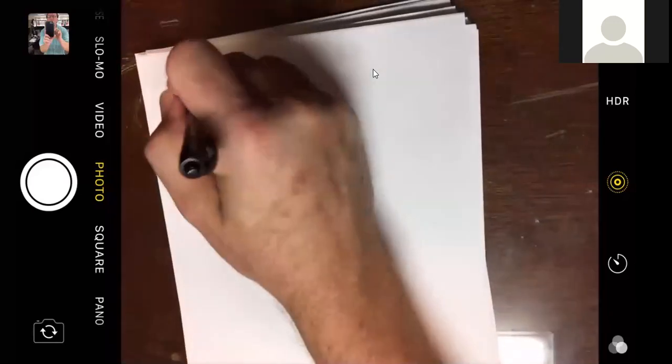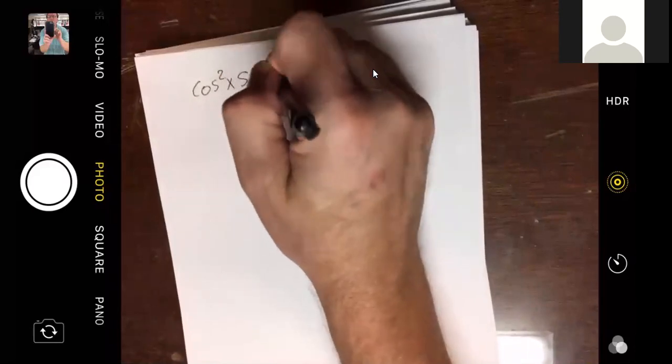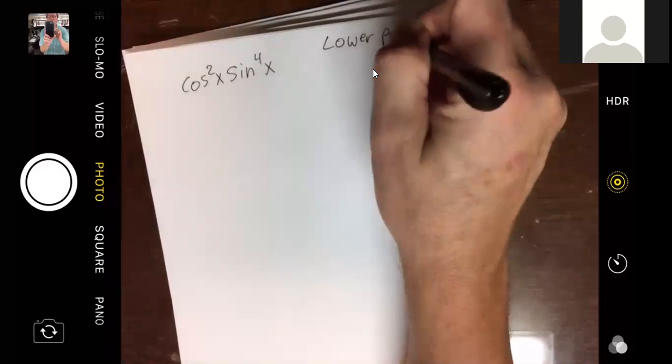If you want to give me what they have for you, I can. They got a cosine of 2, cosine squared of x, and then sin to the 4th of x. Okay, this is going to be here a while. It's a bit of a project. We're going to lower powers.